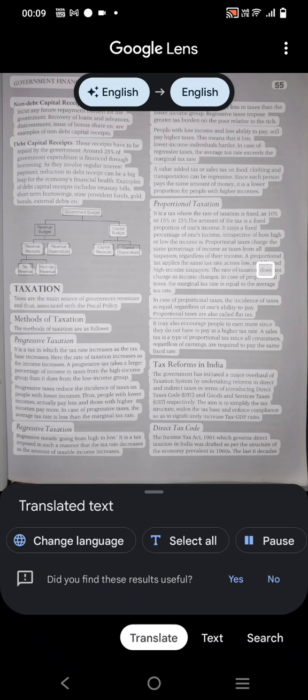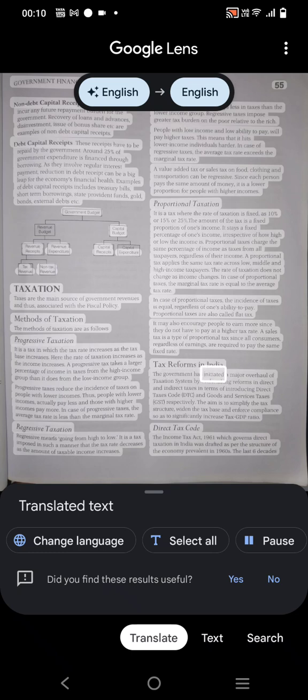The rate of taxation does not change as income changes. In case of proportional taxes, the marginal tax rate is equal to the average tax rate. In case of proportional taxes, the incidence of taxes is equal, regardless of one's ability to pay. Proportional taxes are also called flat tax. It may also encourage people to earn more since they do not have to pay at a higher tax rate. A sales tax is a type of proportional tax since all consumers, regardless of earnings, are required to pay the same fixed rate.